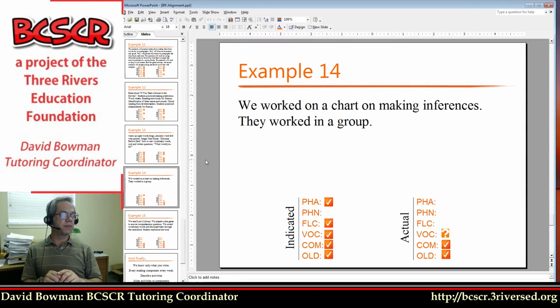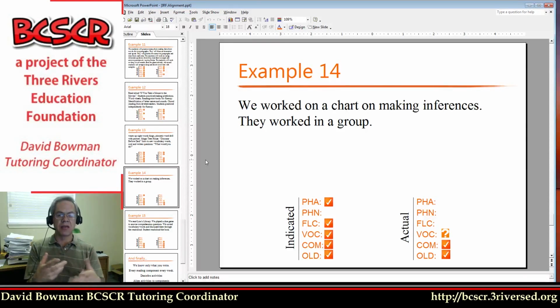Example 14. We worked on a chart on making inferences. They worked in a group. And the tutor indicates addressing everything but phonics. I don't see anything there which would indicate phonemic awareness or fluency. Maybe for vocabulary, depending on what's being done with the inferences.